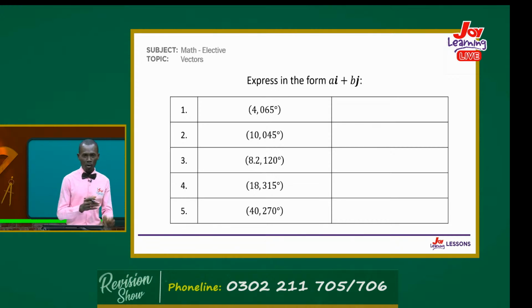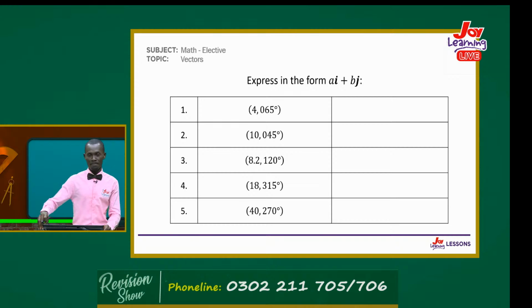So all you do is magnitude times the sine of the angle, you get the x component. Magnitude times the cosine, you get the y. Then you simply write it as i and j. So you just run all through that, and let's see what we have there.